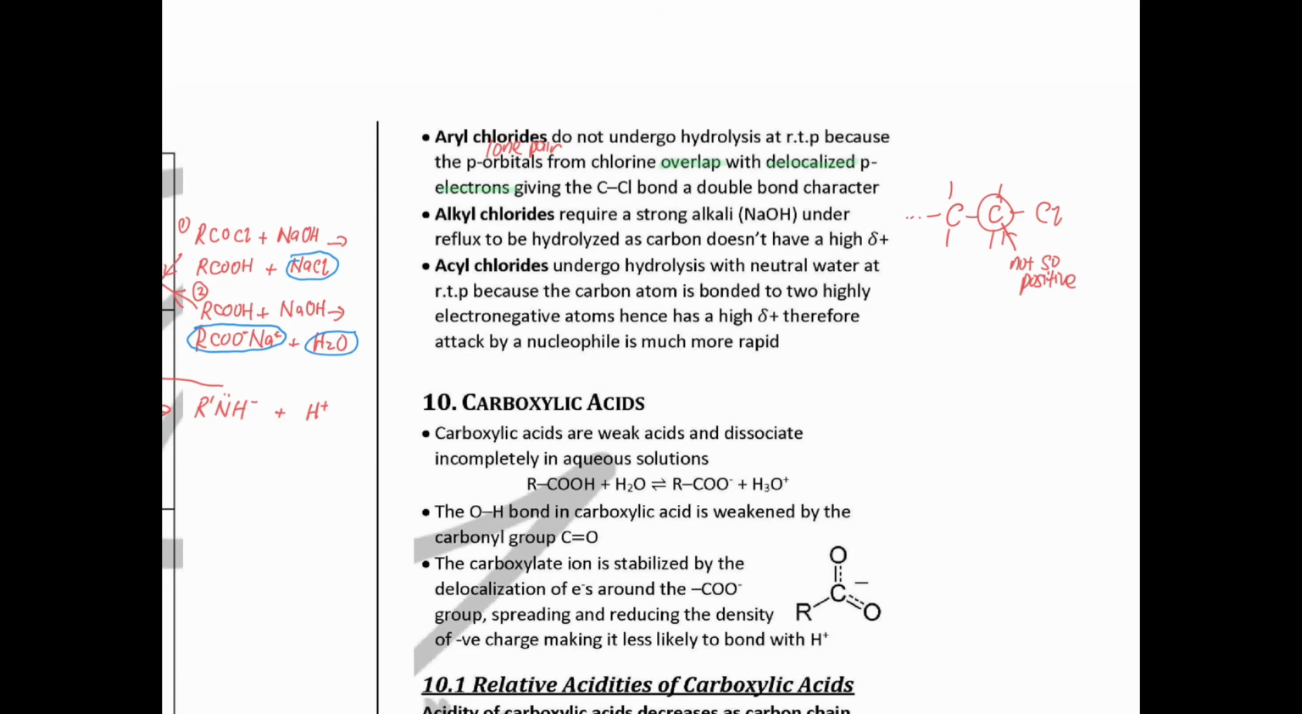Not positive enough. Now, third point, acyl chloride undergoes hydrolysis with neutral water at RTP. You see the changes here. Just now for hydrolysis, we need strong alkali and we need reflux. And now for acyl chloride, we just need water, and we need RTP. The reagent is mild water. The condition is mild also, RTP only. Because the carbon atom is bonded to two highly electronegative atoms, which are oxygen and chlorine, that carbon becomes a high delta positive carbon. Therefore, attack by a nucleophile is much more rapid.